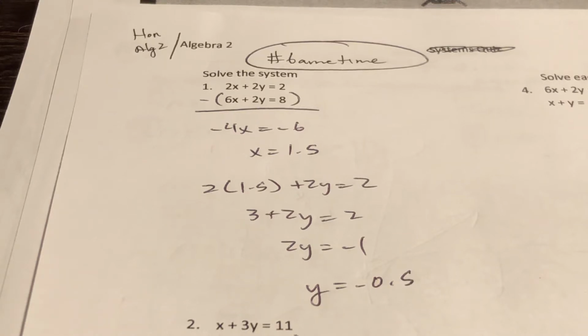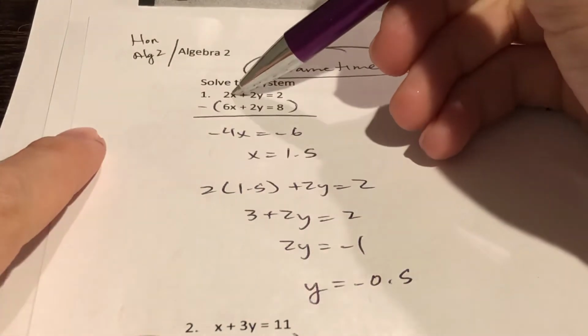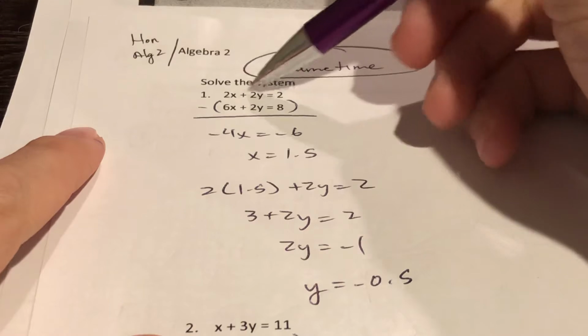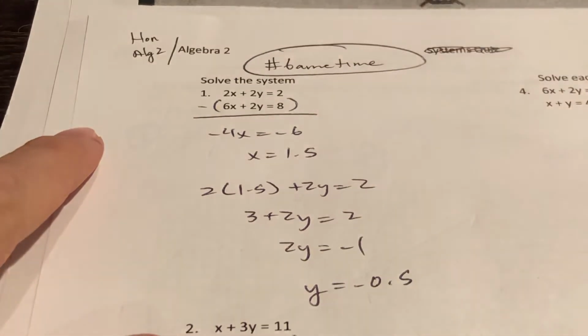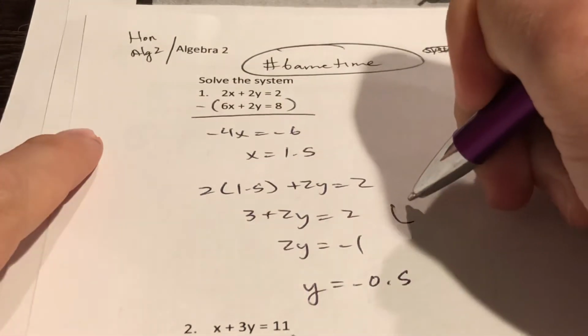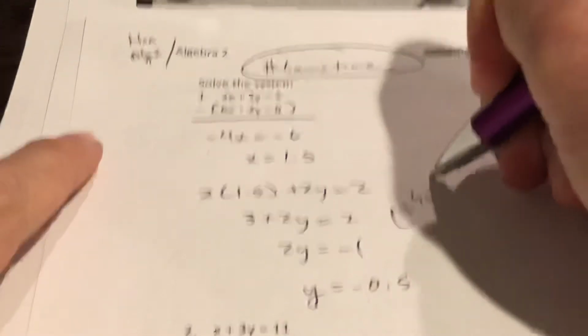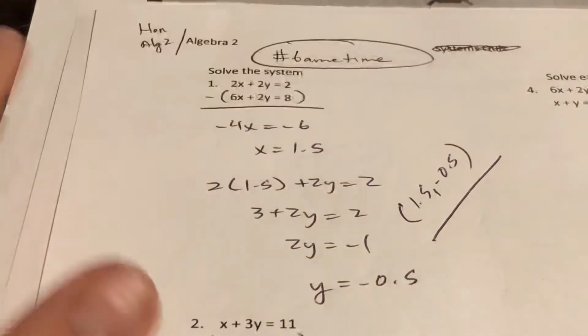I'm going to take that 1.5 for x and plug it into that first equation. 2 times 1.5 plus 2y equals 2. Y is a negative 0.5. Again, I am not following my own advice. Ordered pair.